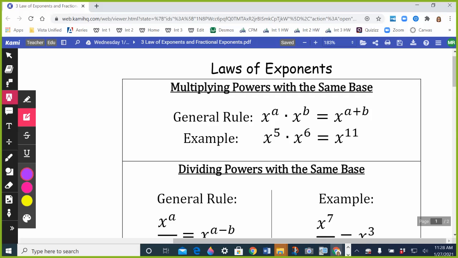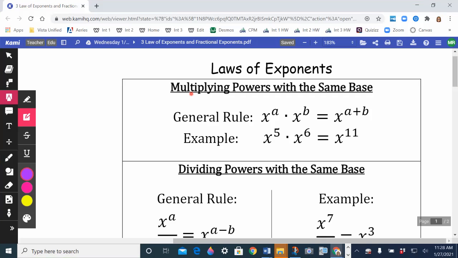So this video is on the laws of exponents and fractional exponents. First, just to go over the laws of exponents, if I have x to a power times x to a power, you add the powers. So we see x to the fifth times x to the sixth, you add and you get x to the 11th.